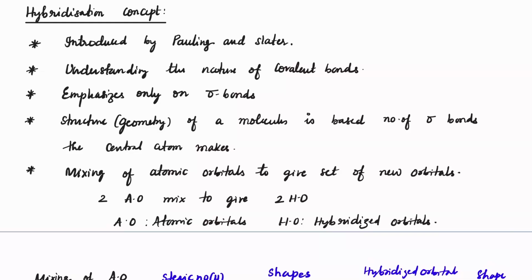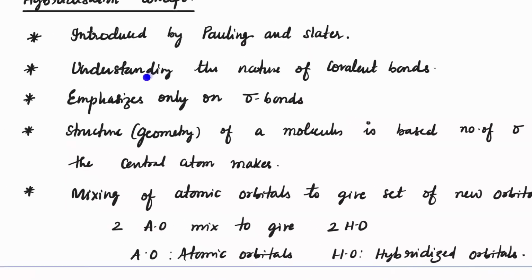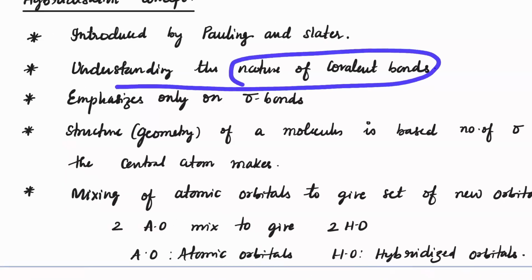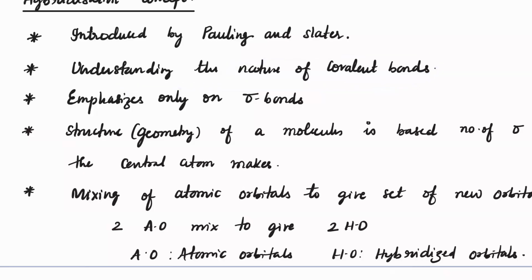Hey everybody. The concept of hybridization was introduced by Pauling and Slater. It mainly emphasizes understanding the nature of covalent bonds. We know what sigma and pi bonds are. It's mainly about sigma bonds.